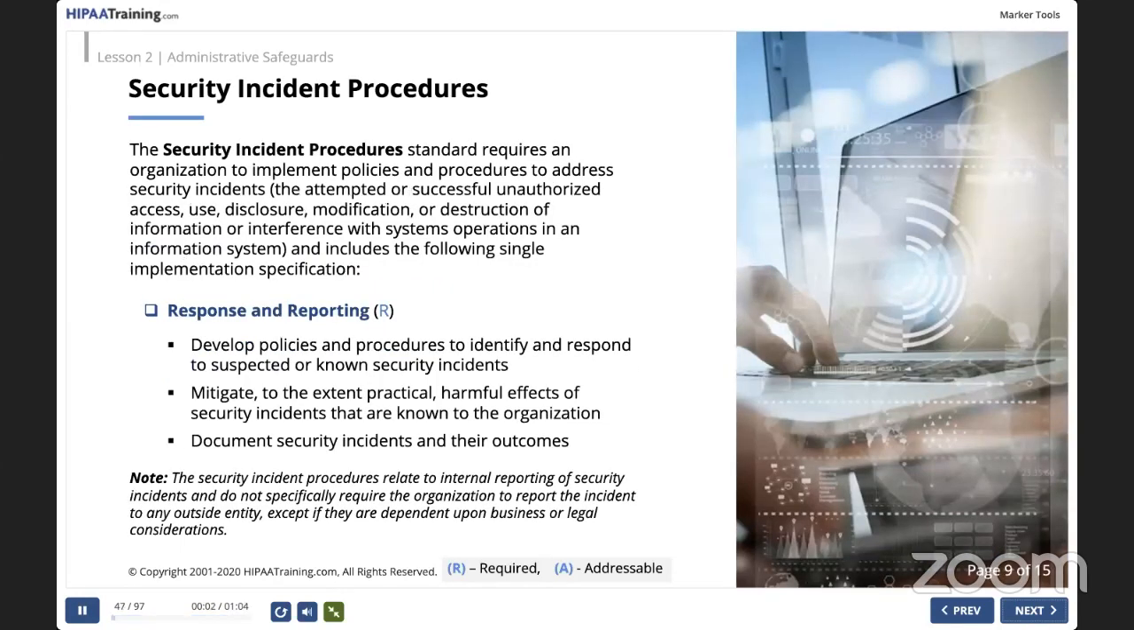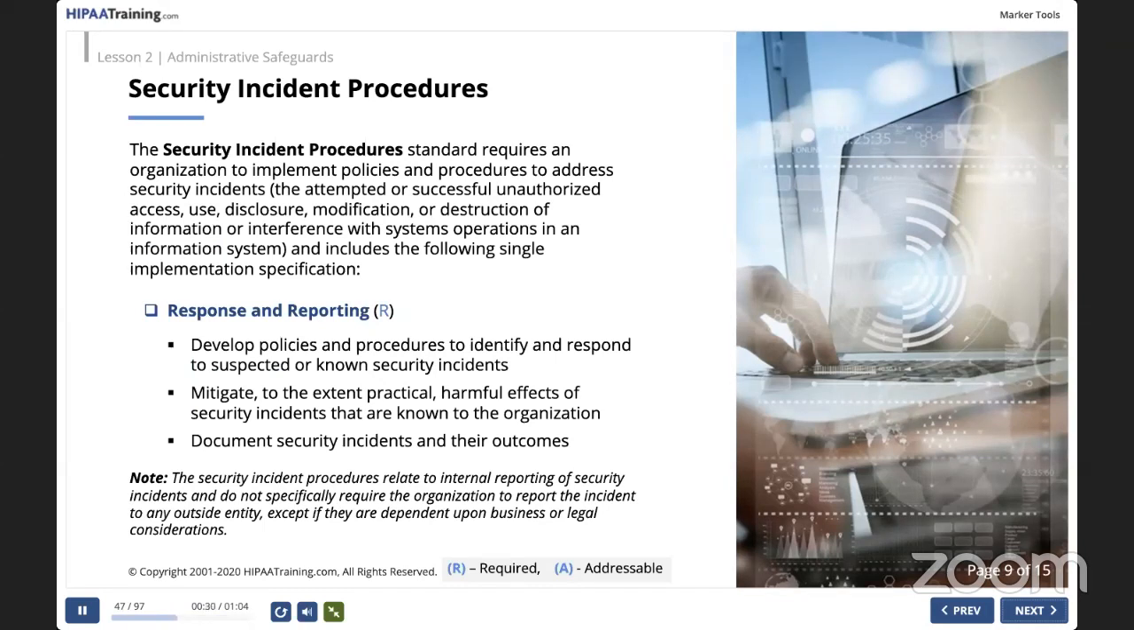Security incident procedures. The Security Incident Procedures Standard requires an organization to implement policies and procedures to address security incidents, the attempted or successful unauthorized access, use, disclosure, modification, or destruction of information, or interference with systems operations in an information system, and includes the following single implementation specification.